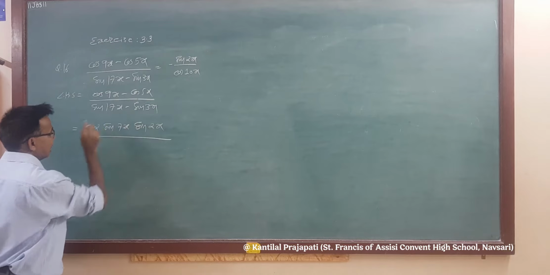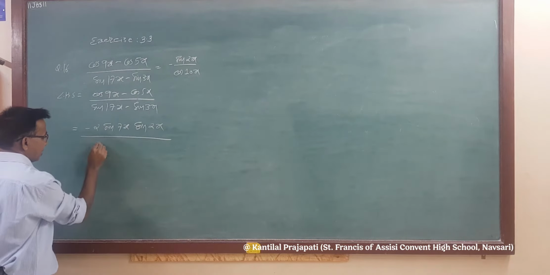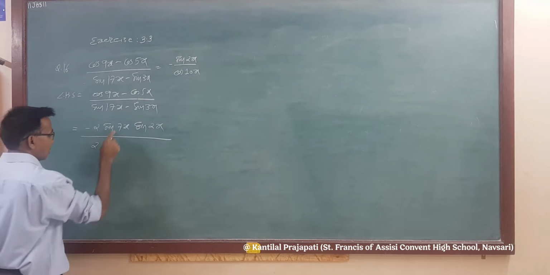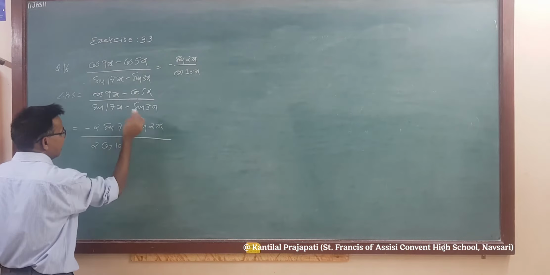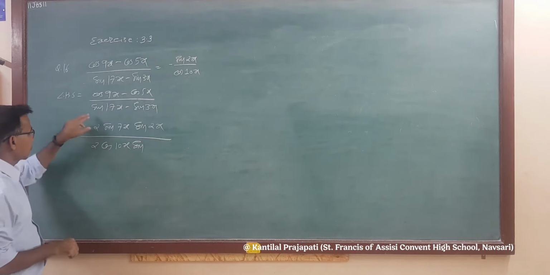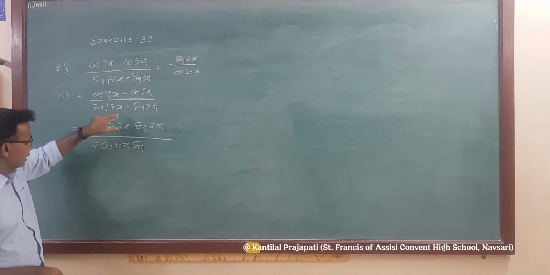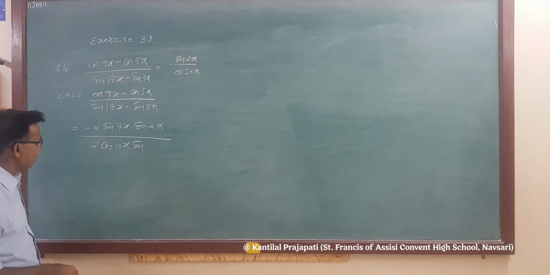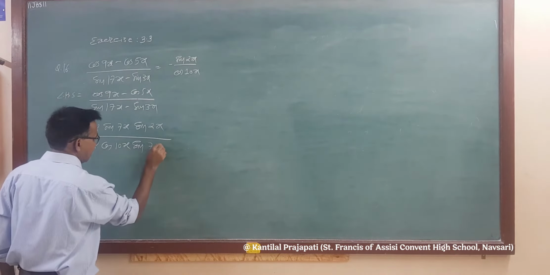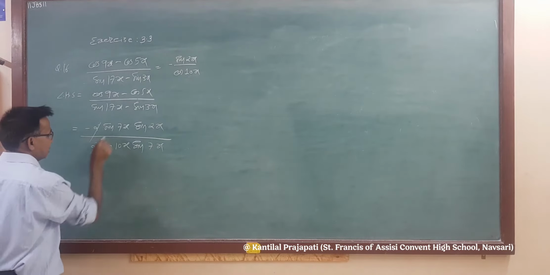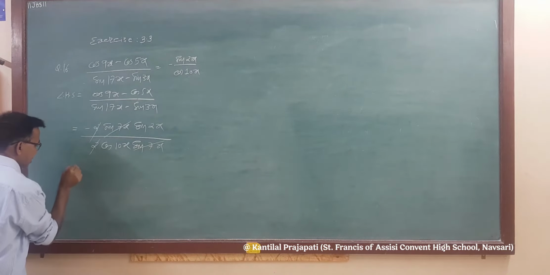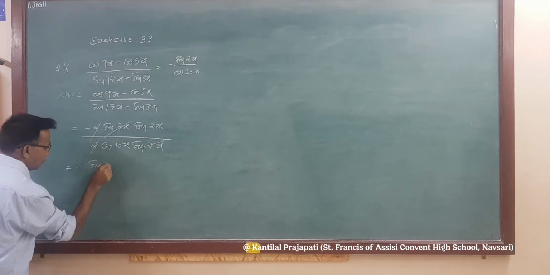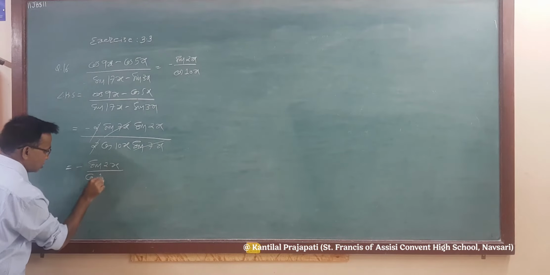Again here sin minus sin, so 2 cos sin. So we write 2 cos of (17 plus 3)x, 20 by 2, that is 10x. Then sin, the difference of angle 17 minus 3 is 14, 14 by 2, that is 7x. So these two cancel, sin 7x is cancelled, so it will remain minus sin 2x upon cos 10x.